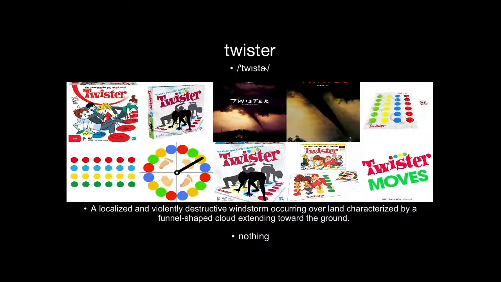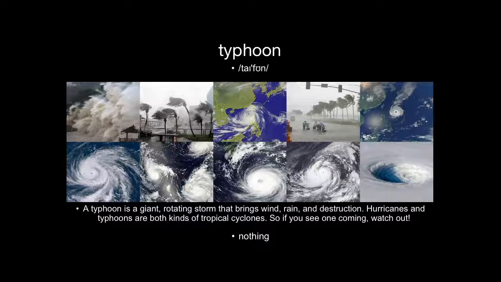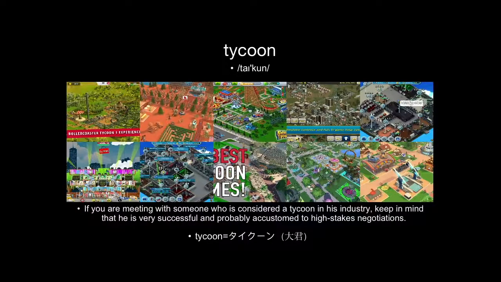Twister. A localized and violently destructive windstorm occurring over land, characterized by a funnel-shaped cloud extending toward the ground. Typhoon. A typhoon is a giant, rotating storm that brings wind, rain, and destruction. Hurricanes and typhoons are both kinds of tropical cyclones. So if you see one coming, watch out. Tycoon. If you are meeting with someone who is considered a tycoon in his industry, keep in mind that he is very successful and probably accustomed to high-stakes negotiations.